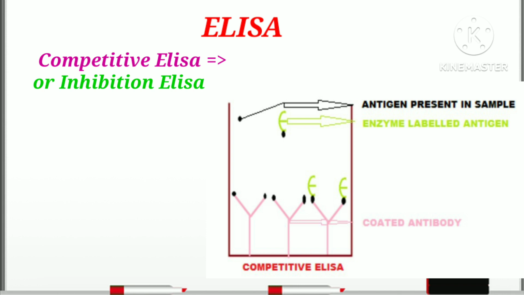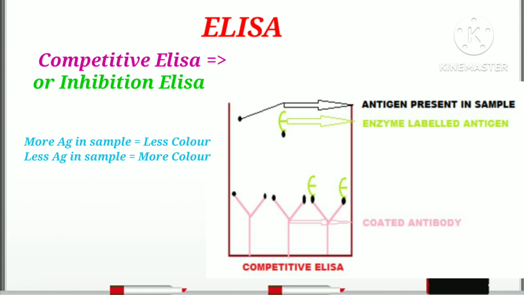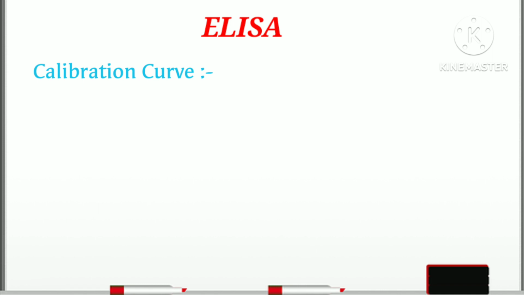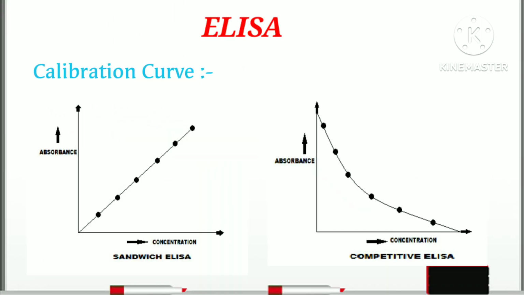In the competitive ELISA, the concentration of antigen in the sample is inversely proportional to the color. If the sample or serum contains more antigen, there is less binding of antibody to labeled antigen, so less color develops. And if the patient sample or serum contains less antigen, the binding of antibody to labeled antigen increases, so color increases. Example: detection of HIV antibodies. This is the calibration curve between sandwich and competitive ELISA.